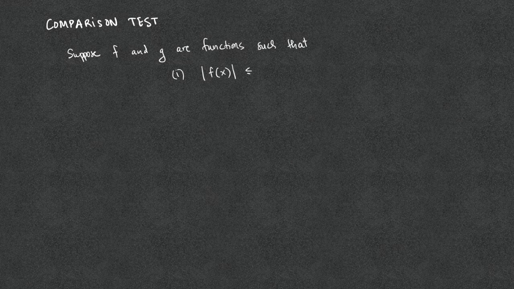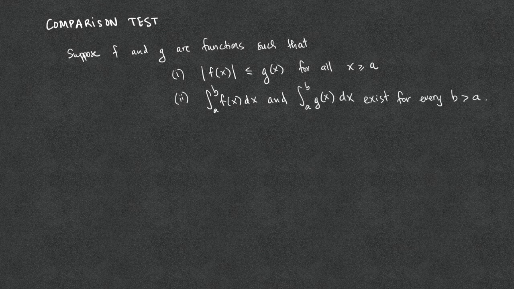Comparison test. Suppose that f and g are functions such that 1. The absolute value of f of x is less than or equal to g of x for all x greater than or equal to a, and 2. The integral from a to b of f of x dx and the integral from a to b of g of x dx exist for every b greater than a.